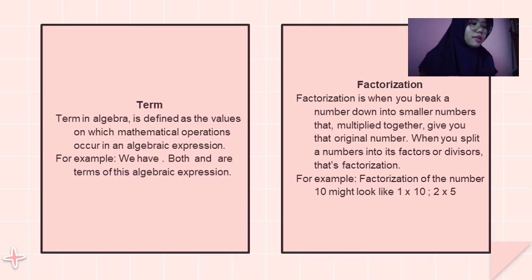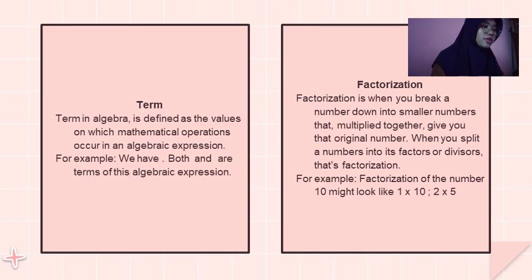Term. Term in algebra is defined as the values on which mathematical operation occur in an algebra expression. For example, we have both terms of this algebra expression.